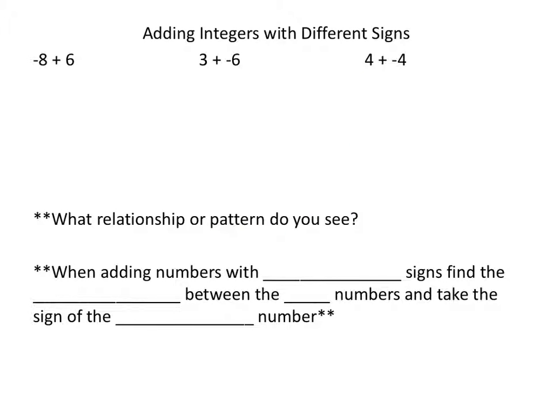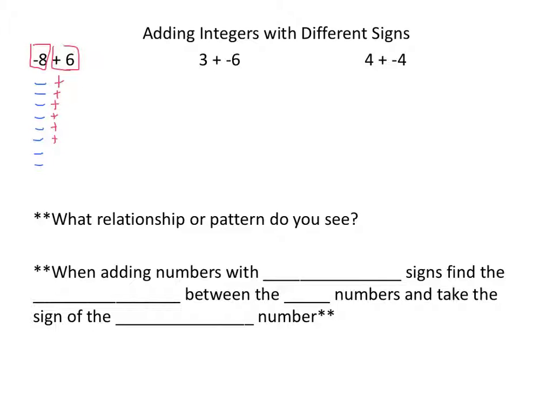So what happens when we add integers with different signs? So here we're looking at a negative 8 and a positive 6. Okay, so I'm going to start with 8 negatives. 1, 2, 3, 4, 5, 6, 7, 8. Now I'm going to add 6 positives. 1, 2, 3, 4, 5, 6.